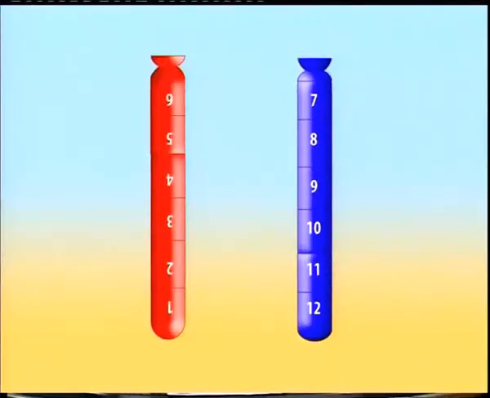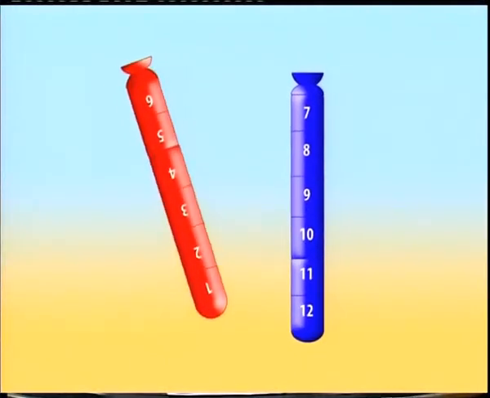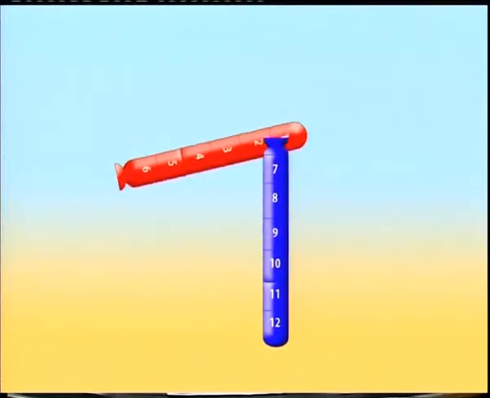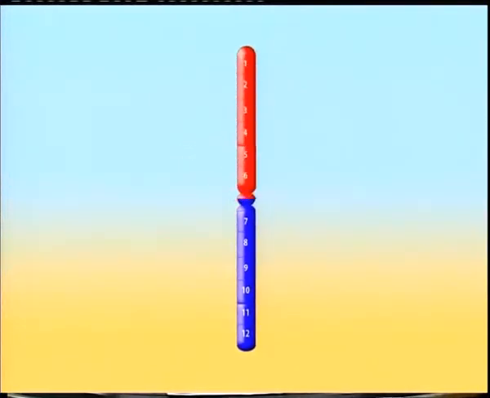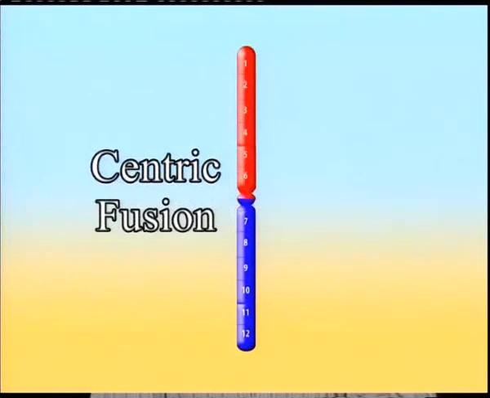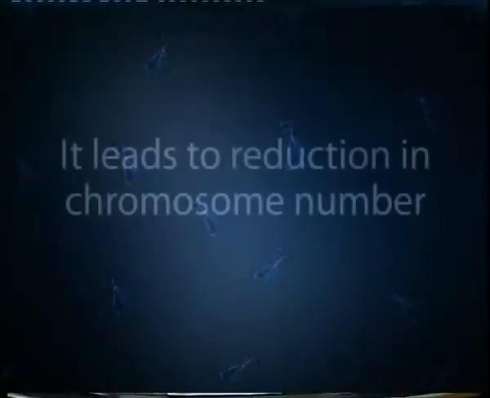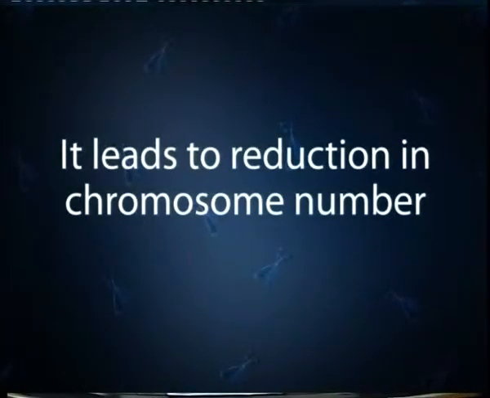For example, we have two telocentric chromosomes, and sometimes these two telocentric chromosomes fuse head to head and result in the formation of a metacentric chromosome. This type of fusion is called centric fusion, and since two chromosomes form a single metacentric chromosome, this leads to a reduction in chromosome number of a cell or an organism in which such a translocation takes place.